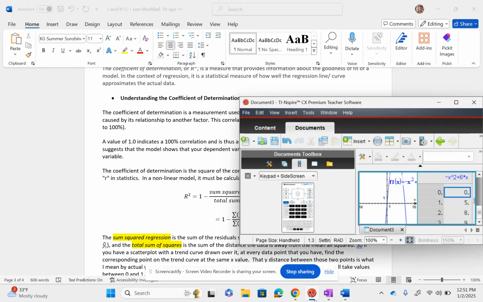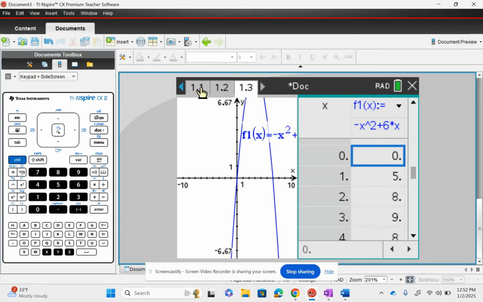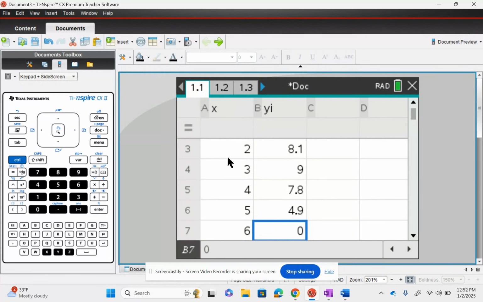So first I made up some data. In a list and spreadsheet, I said, okay, so yi is always going to be our actual measurements that we got from real life, okay? So yi are the actuals, and I'm saying maybe this is the height of a ball as time goes on, from 0 to 6 seconds. The ball goes up in the air, the ball reaches its peak, and then the ball falls back down to the ground after 6 seconds.